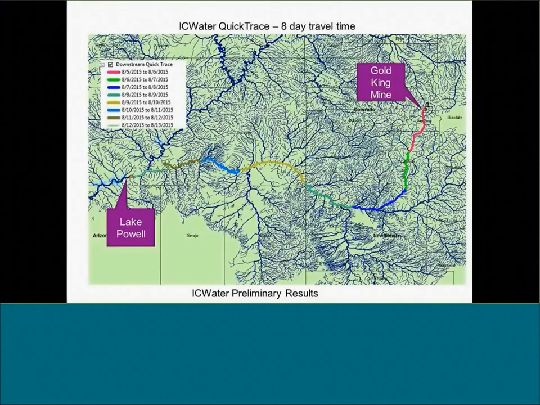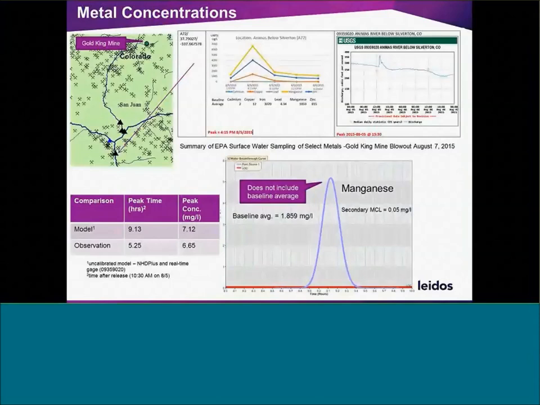Another analysis that we did was to forecast the time of arrival at Lake Powell. This was an 8-day travel time period. There were about 10 USGS real-time gauges reporting flow in this path, so it's about 400 miles downstream from the spill site to the confluence with Lake Powell. And then as sampling was done and measurements were being made of various metals by EPA, that data was being made available to us as well as many others.